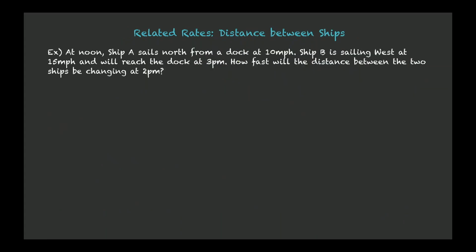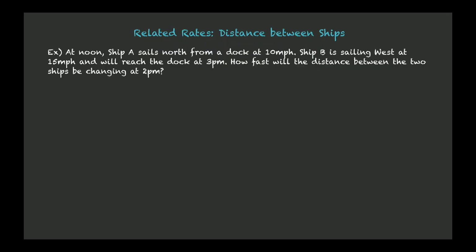All right, in this video we're going to be taking a look at another related rate problem, this time involving distance between ships. So at noon, ship A sails north from a dock at 10 miles per hour. Ship B is sailing west at 15 miles per hour and will reach the dock at 3 p.m. How fast will the distance between the two ships be changing at 2 p.m.?